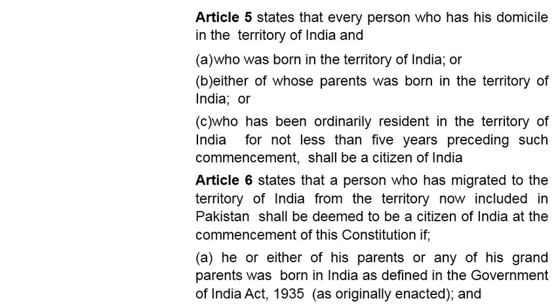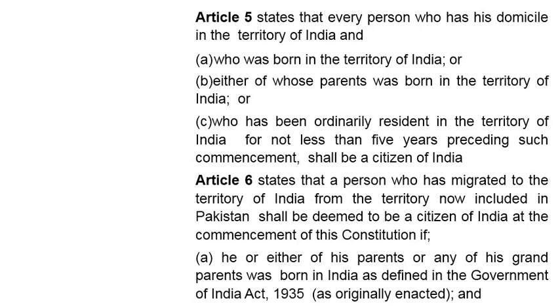respectively. Article number 5 states that every person who has a domicile in the territory of India, and who was born in the territory of India, or either of whose parents was born in the territory of India, or who has been ordinarily resident in the Indian territory for not less than 5 years preceding such commencement, shall be a citizen of India. That means Article 5 states who will get the citizenship of India. If I am born in the territory of India, then I will get it. Also, if either of my parents, my mother or my father, was born in the territory of India, then I will get the citizenship. Also, if my father, mother or I have been living in India for not less than 5 years, then I am eligible for that.